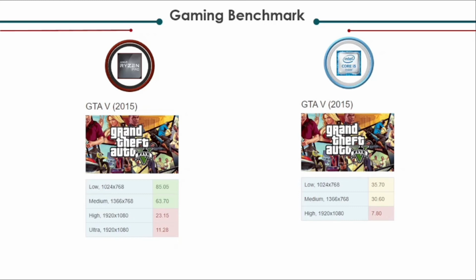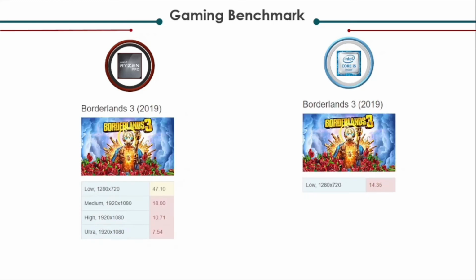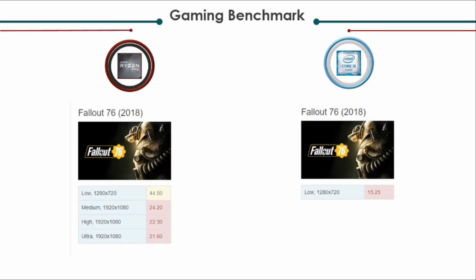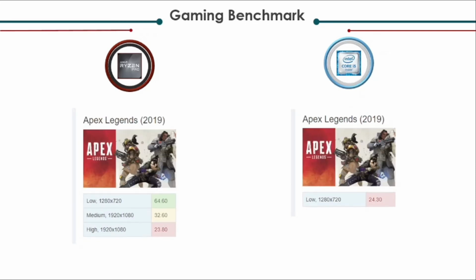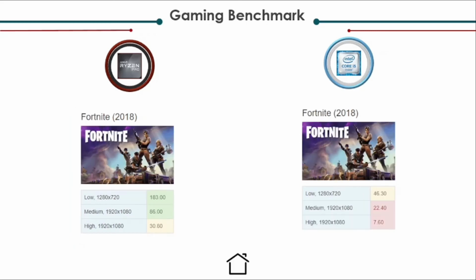And this is for the Intel Core i5-8265U. For Borderlands, for Fallout 76 2018, for Apex Legends 2019, and for Fortnite 2018.